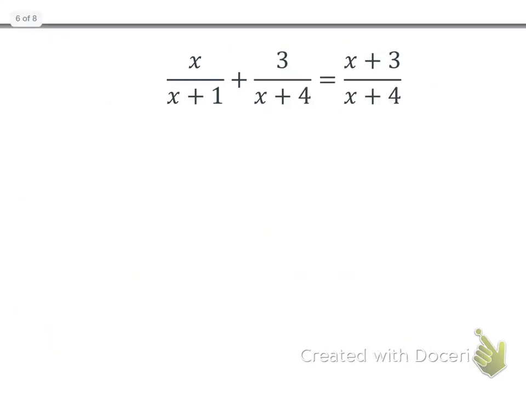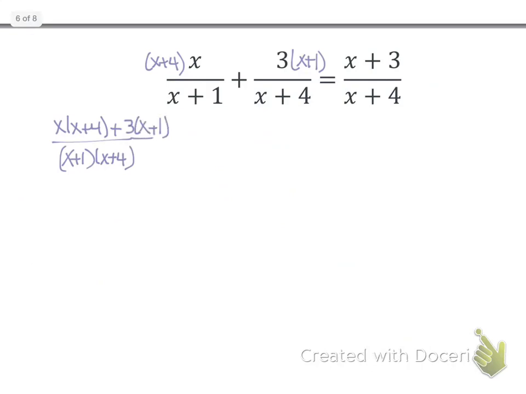Okay, my next one, it doesn't look like I have any GCFs or anything to factor, but this left side here is missing x plus 4, so we're going to multiply him by x plus 4, and this one by x plus 1 because he's missing that one. So their common denominator will be x plus 1, x plus 4. On top I'm having x times x plus 4 plus 3 times x plus 1. And it's equal to x plus 3 over x plus 4.